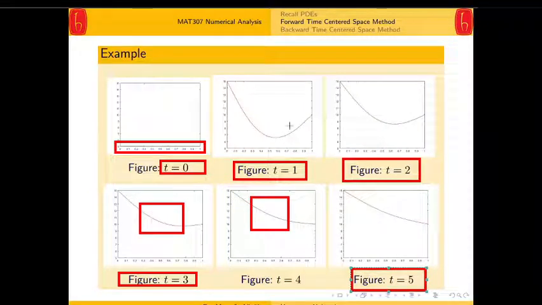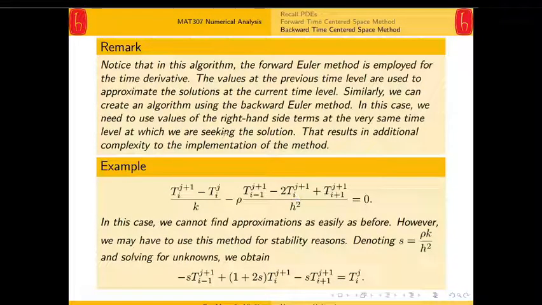But the point here is we can use our discretization for derivatives to get an approximation for the solution of the PDE. Notice that in this algorithm, the forward Euler method is employed for the time derivative. On the right hand side, on the terms that are not involved in the derivative, we use the previous time level. But instead, we could use the current time level as well in the right hand side forcing functions, for example.